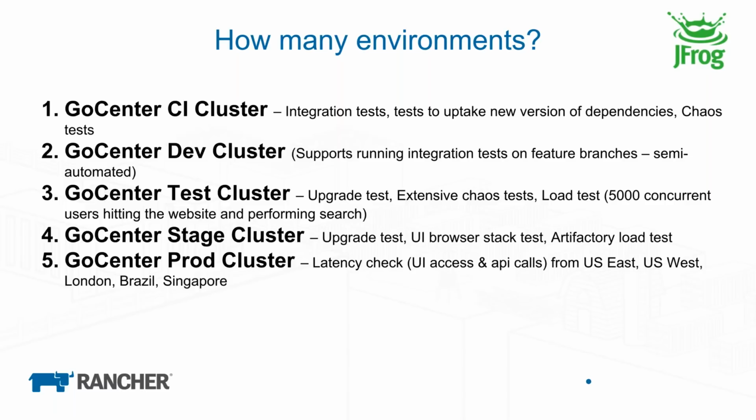So one of the environments we have is our CI cluster. The CI cluster is where the base CI integration tests of the master branch take place. Whenever we uptake new version dependencies, the basic chaos tests, all of these things happen in the CI cluster, right? And as developers are making commits, it runs out and kicks it off.